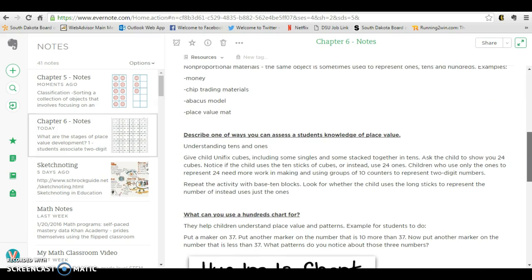One way you can assess students' knowledge of place value, you can give a child unifix cubes, include some singles and some stacked together, and then ask the child to show you 24, and then notice if they use 2 10 sticks and then 4 ones, or if they count out 24 singles. And then if they do that, then they need more work with place value.